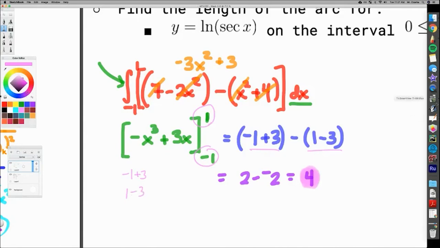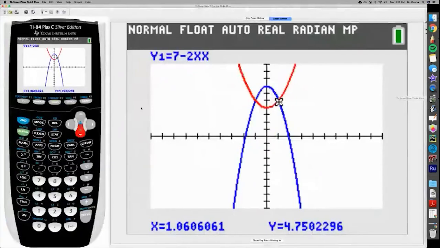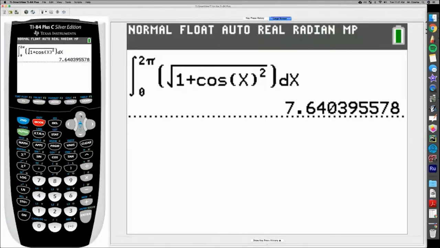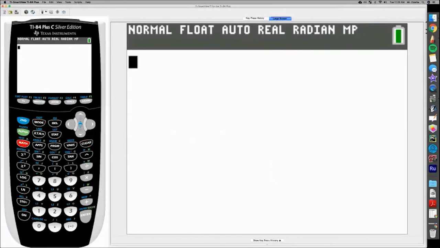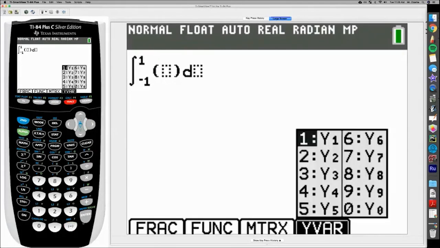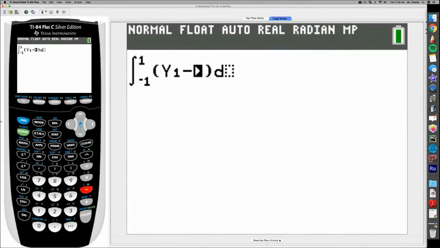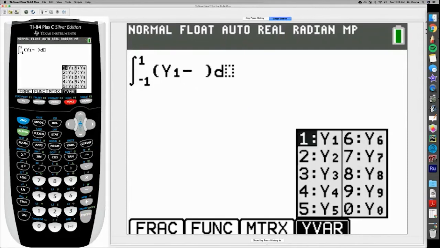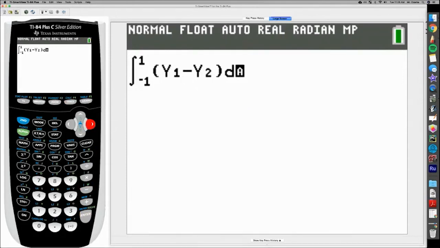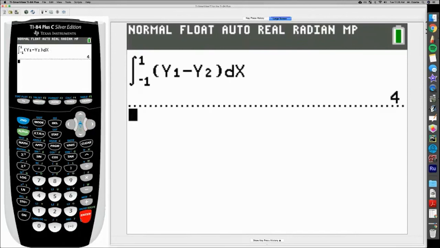Let's check it on the calculator first. All right, and our y1 was first. So let's do this. Math 9, -1 to 1. Trace y1 minus alpha trace y2, x 4. Boom. Okay.